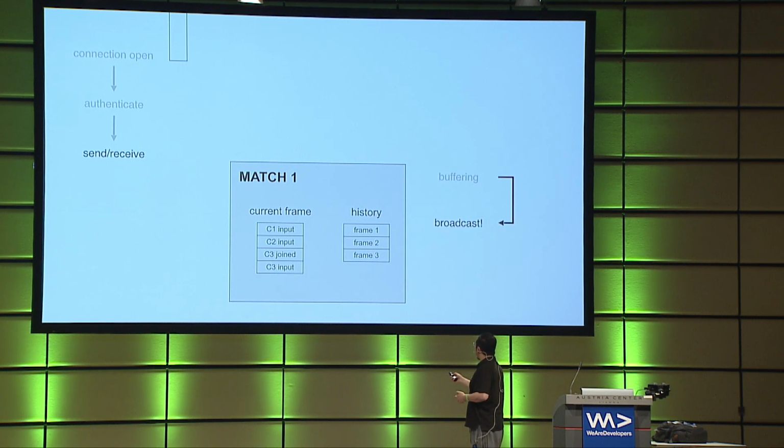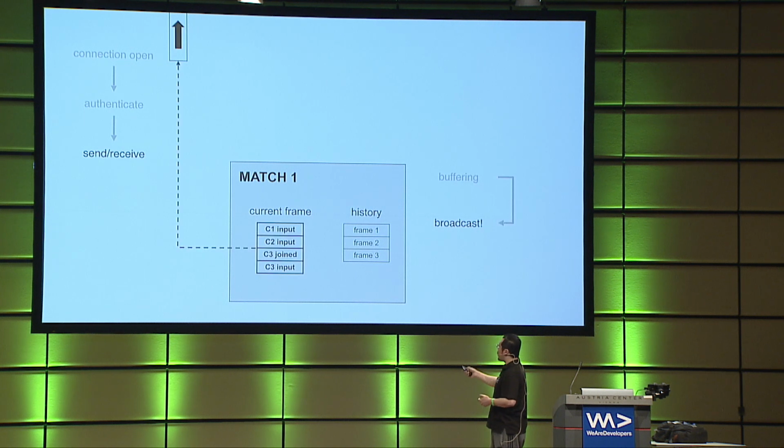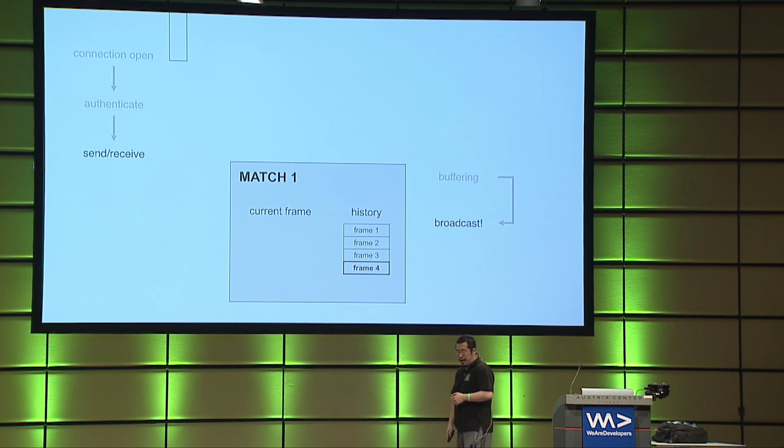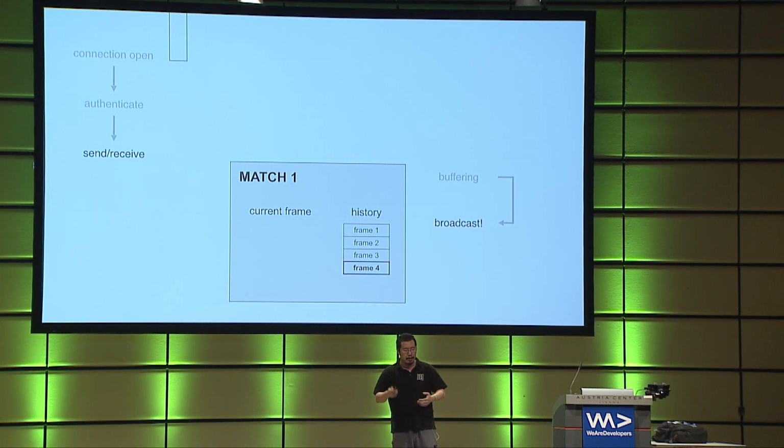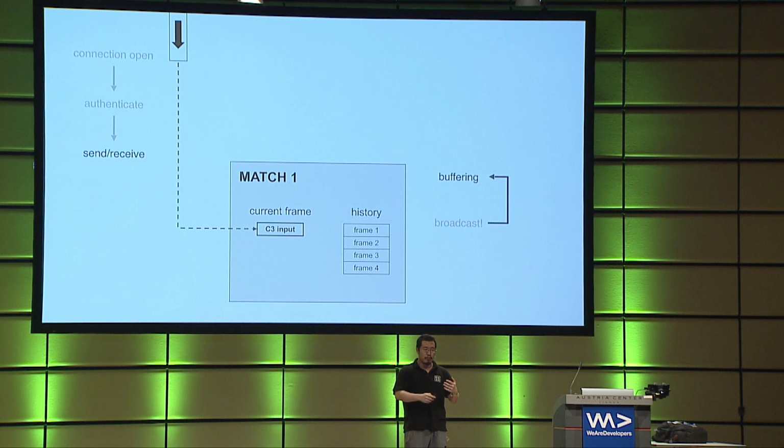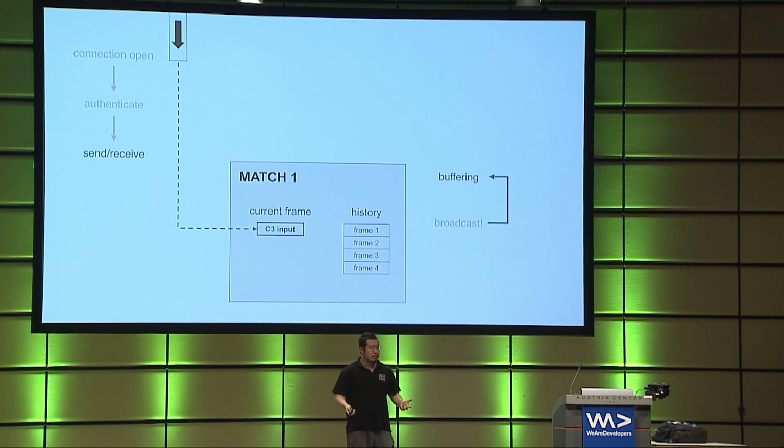And then 15 times a second, we're going to go and broadcast all the inputs that we collected, including events for someone leaving, someone joining, to everybody that's in the current match. And then once we've done that, we will record the frame into the history, and from then on, we will start collecting inputs for the next frame, and so on and so forth. So logically, this is a very, very simple system.